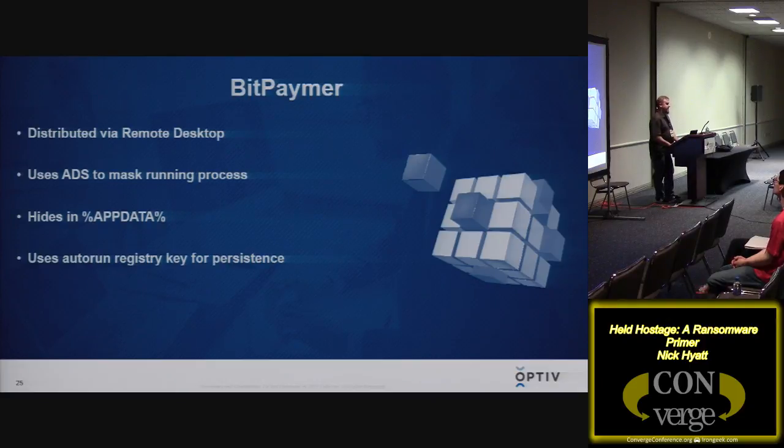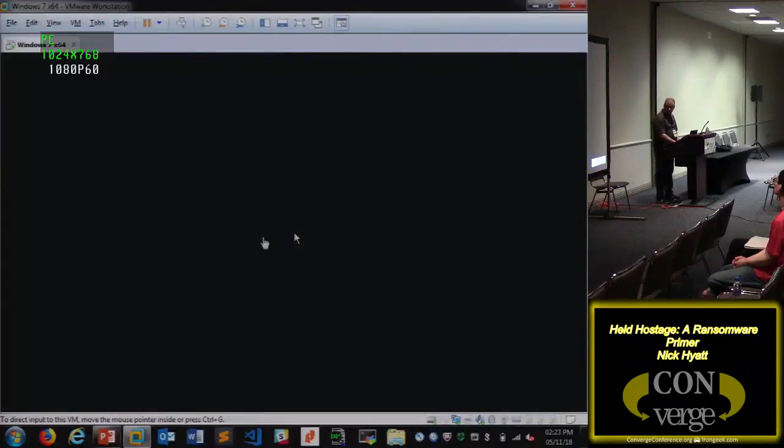It uses ADS to mask its running process. So when you actually run the malware, essentially what it does is it spawns an alternate data stream that doesn't share the process's name. So it's really hard to detect in memory if you're looking for specific process names. It hides in AppData, and it uses an autorun key for persistence. So it is fairly straightforward, fairly simple. But let's make sure this works. So we'll come over to our VM here.